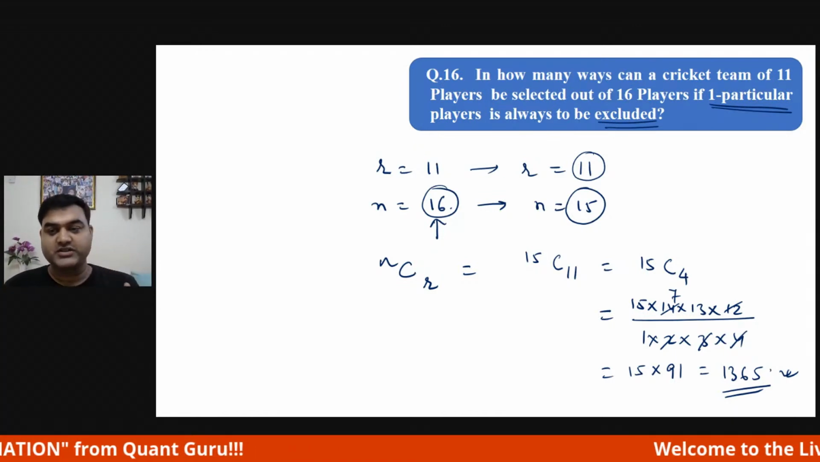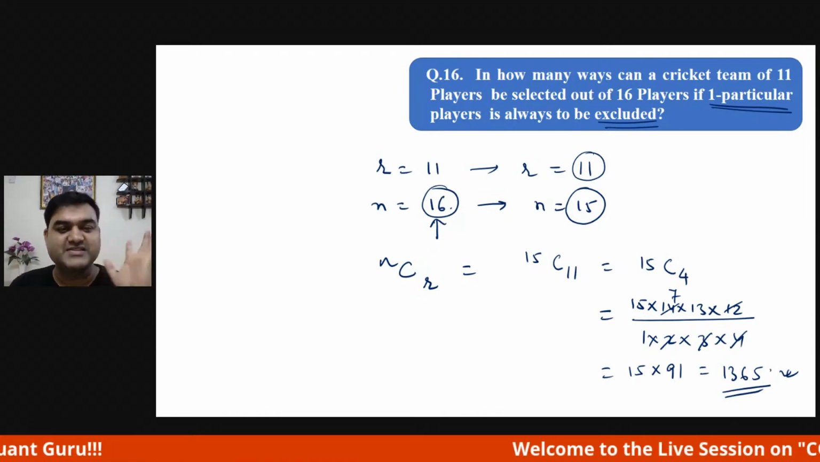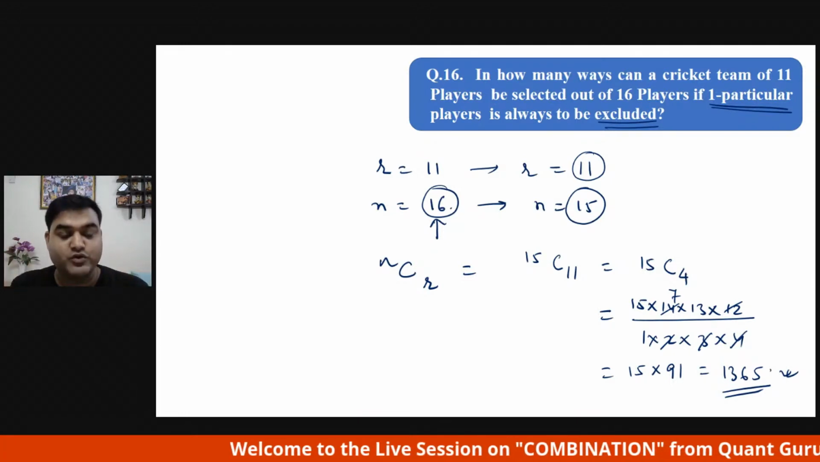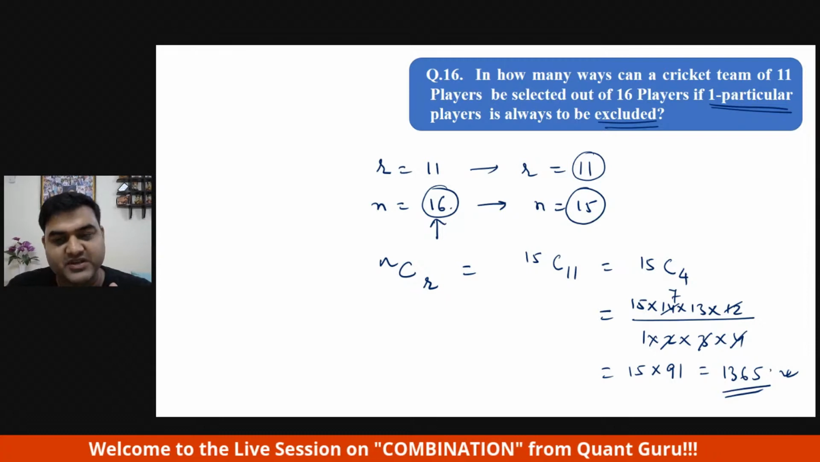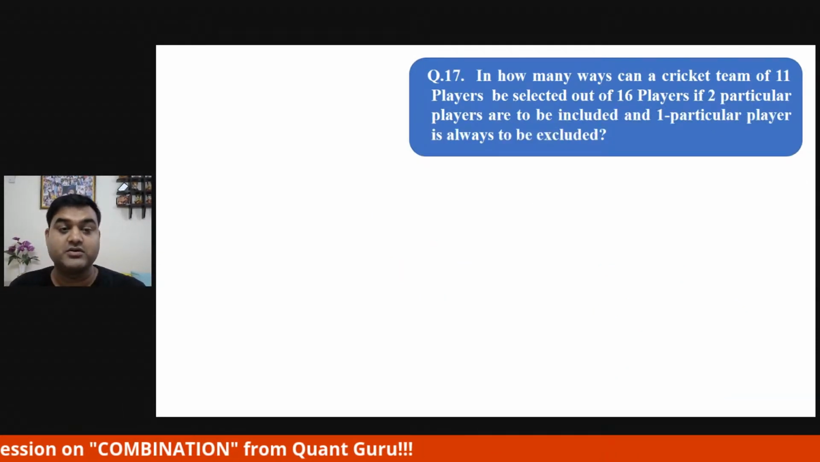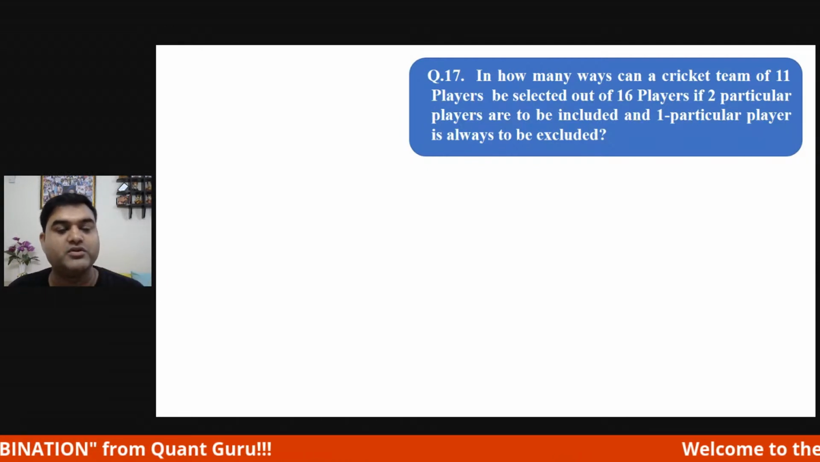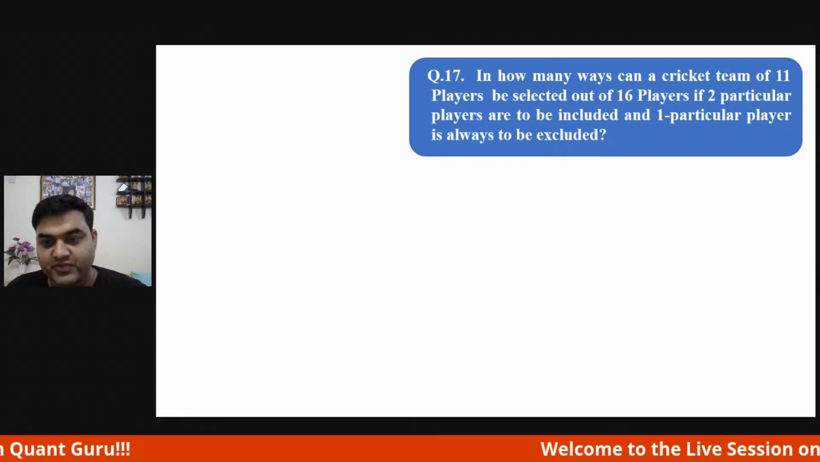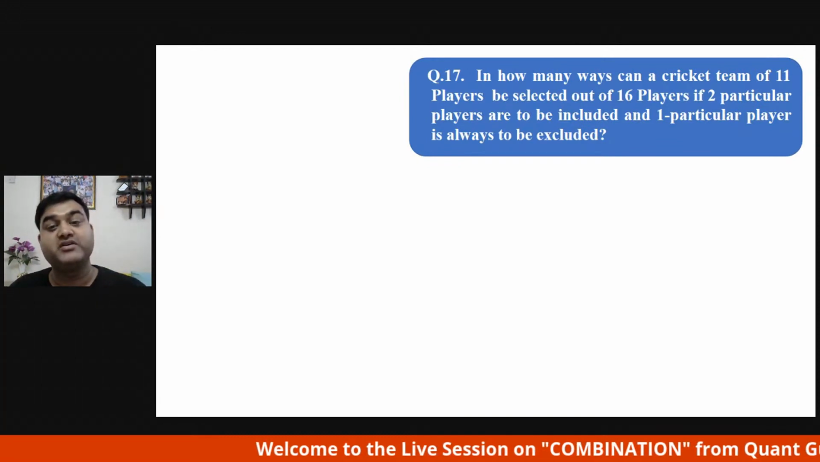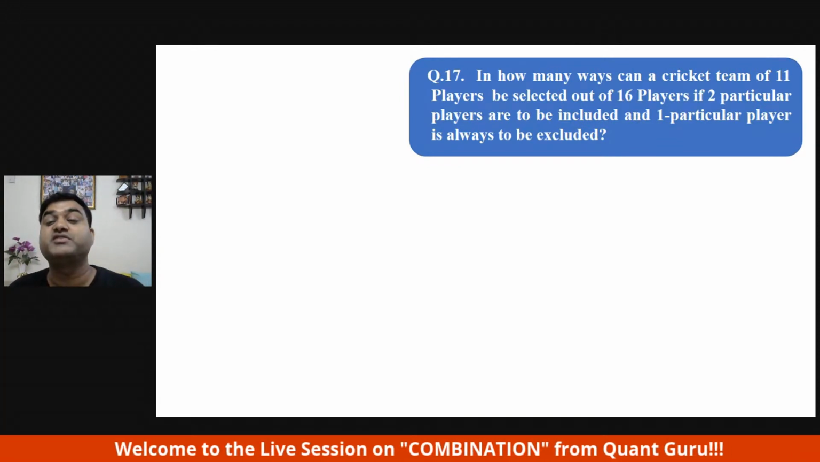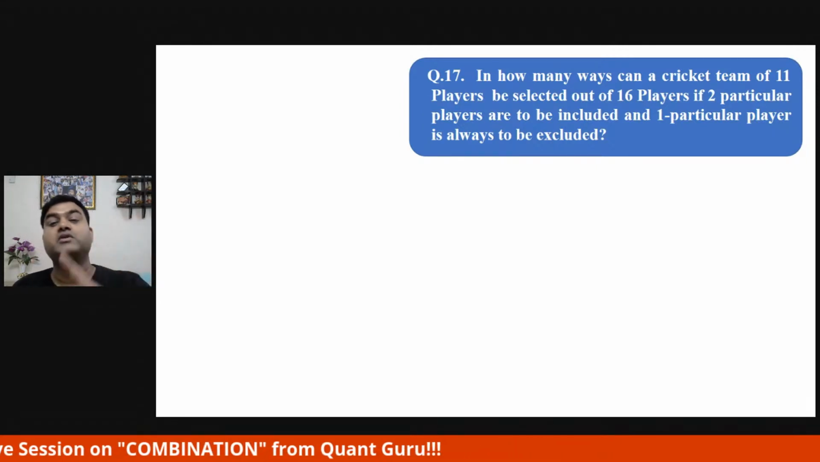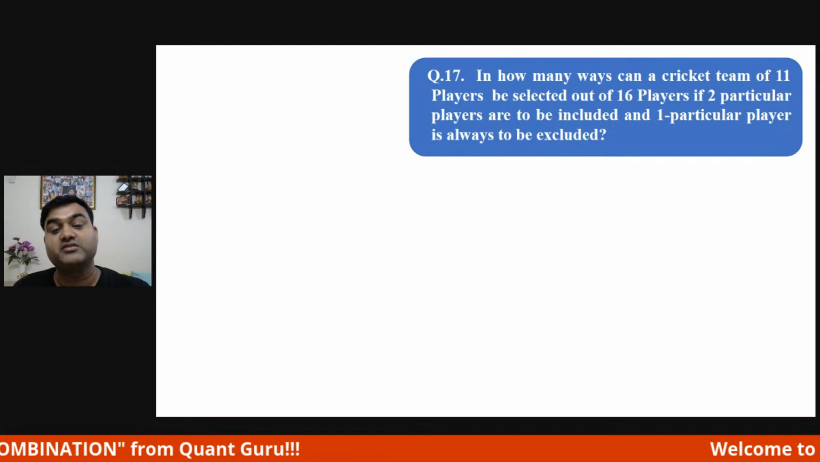Guys, we are done with all the sums. If you want one last sum, we can do one wherein inclusion and exclusion are combined together. This is the last sum which I would like to explain, or you can do it on your own. Give me the answer. In how many ways can a cricket team of 11 players be selected out of 16 players if two particular players are to be included and one particular player is always to be excluded?